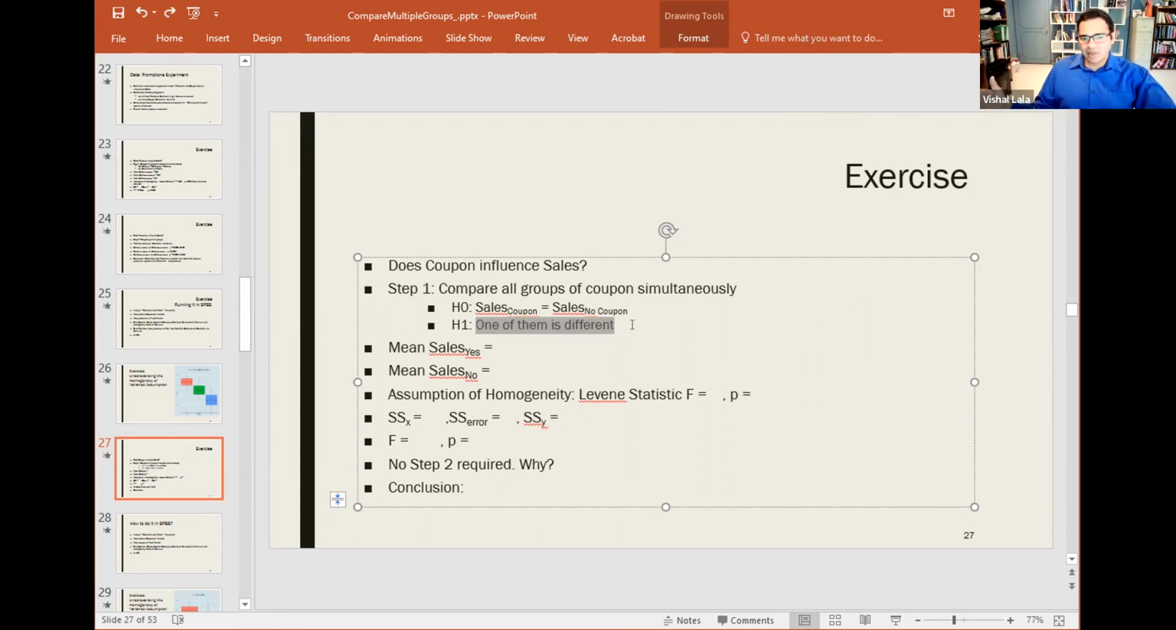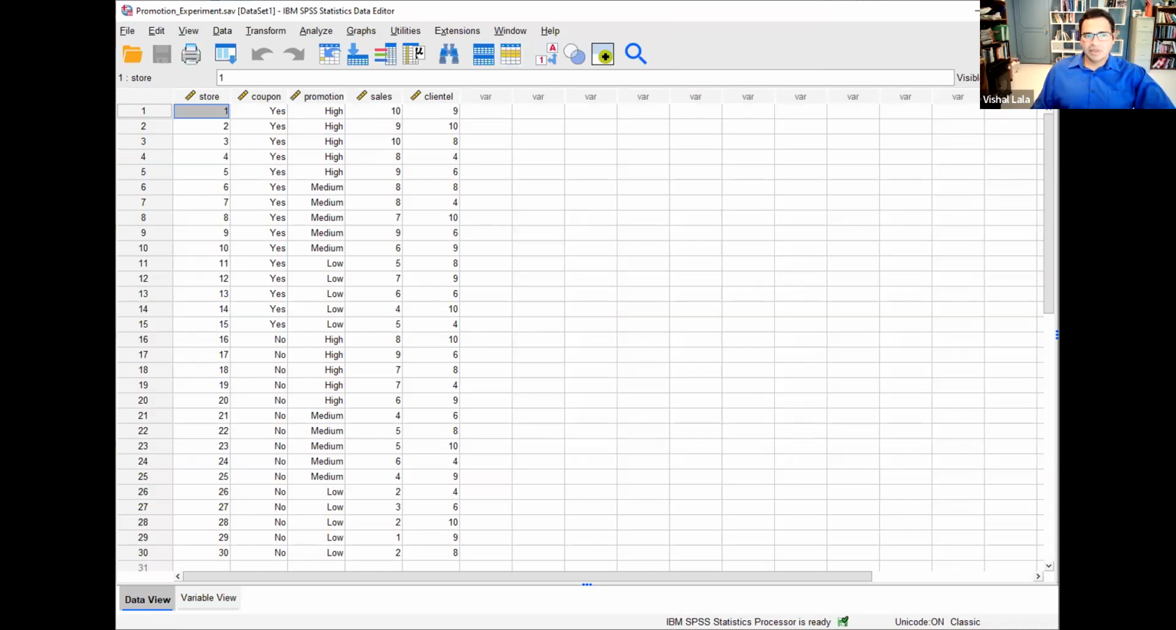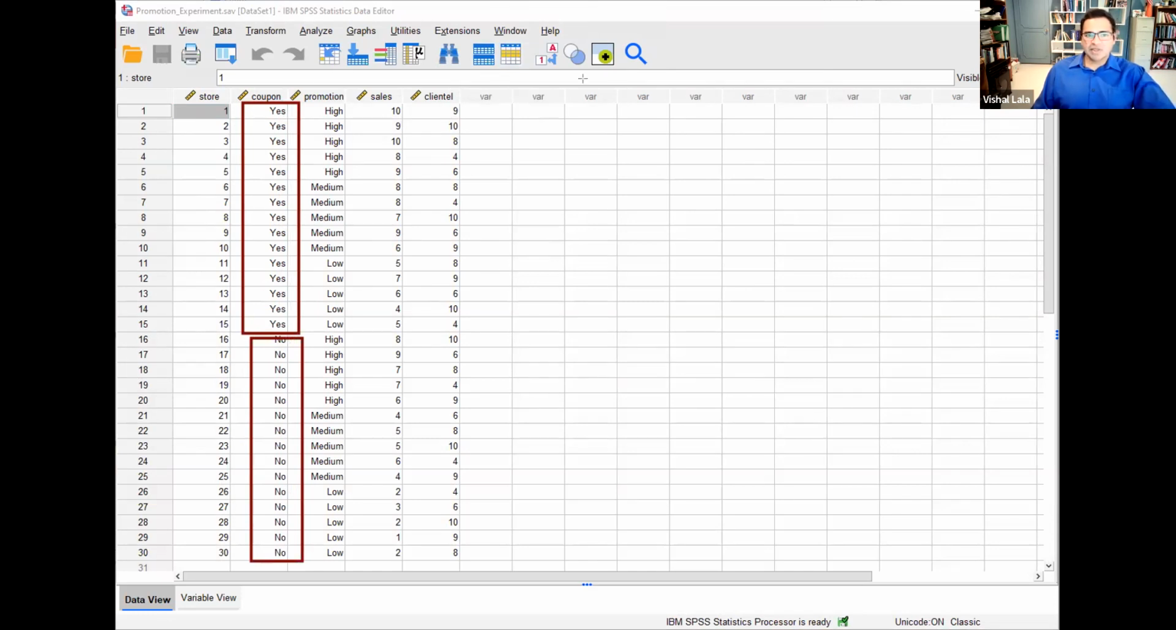In the back of your head, you should also be thinking about the fact that it's odd we only have two groups here. Odd as in we're doing ANOVA with only two groups. We could just as easily use an independent samples t-test to draw this comparison. Let's head over to SPSS right now and note how our data is set up. We have here two groups, one with coupon and one without coupon. They are 15 apiece, and we're going to compare them based on a second variable, sales.